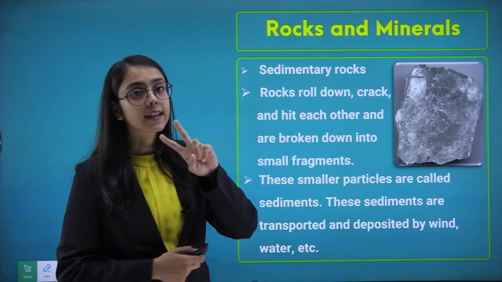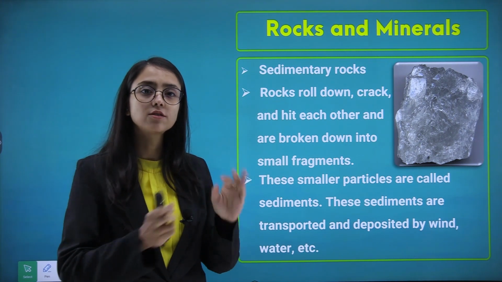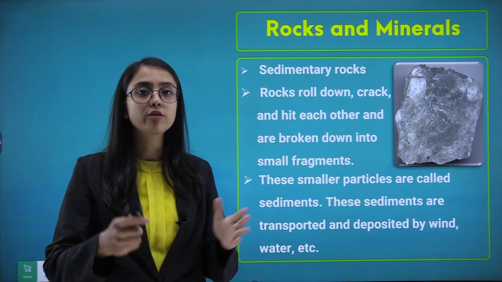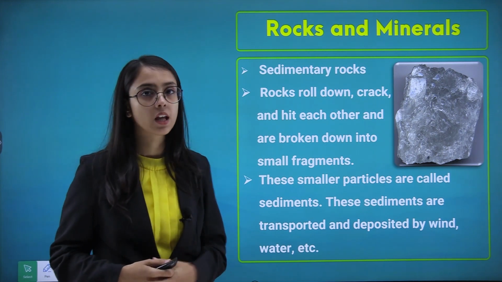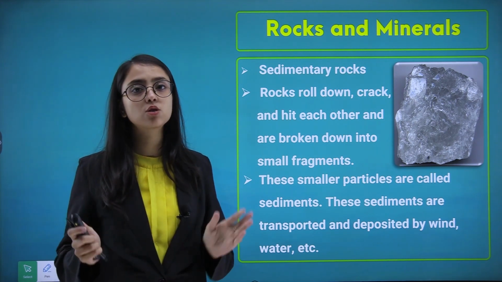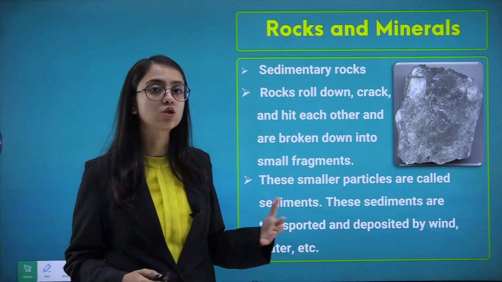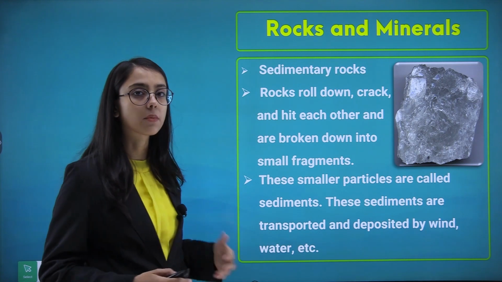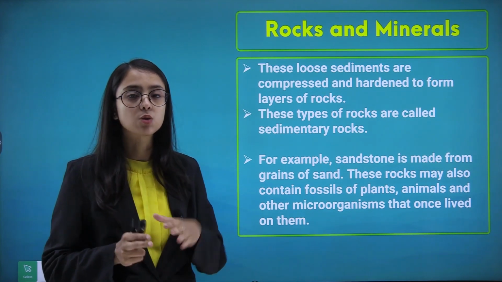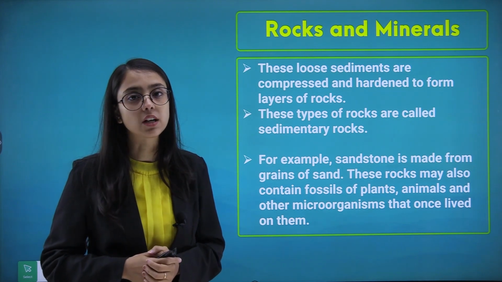Now, let's talk about the second type of rocks, which are sedimentary rocks. Sedimentation refers to the process of settling down. Therefore, these are the rocks which are formed by settling down of minerals and substances. As rocks roll down, they hit each other and they get broken down into small fragments. These smaller particles are called sediments. Slowly and gradually these sediments are transported and deposited by wind and water. These loose sediments get compressed and hardened to form a good layer of rock over a period of time, and these rocks are called sedimentary rocks.